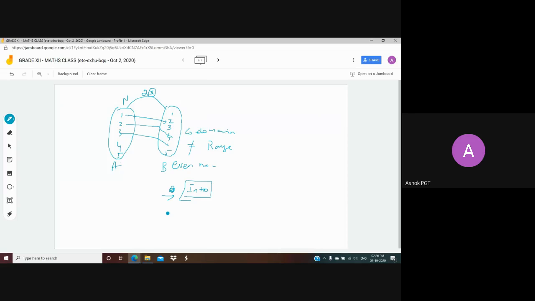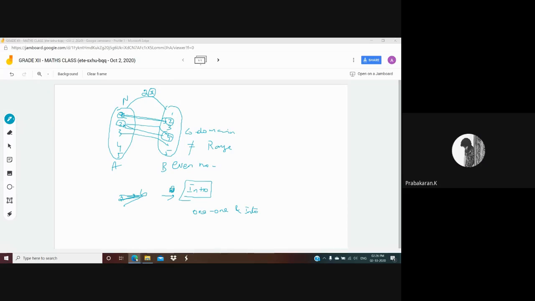Next, we need to check whether it is one-one or many-one. If you observe, 2 is related to only the number 1. 4 is related to only 2. No number apart from 2 can produce 4. And no number other than 3 can produce 6. So 6 cannot have more than one pre-image. Do you understand this? So it is a one-one function and into function. Are you clear? Yes, sir.